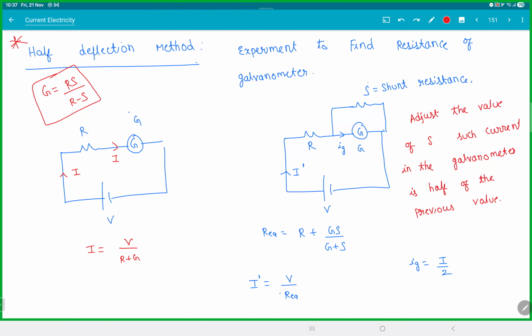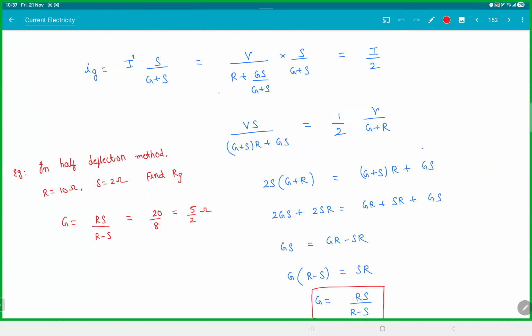Now what is the circuit question? S and G are in parallel. Find the R equivalent, then divide by the current, and it is given Ig is I by 2. So substitute and solve, and you end up with this result. The resistance of the galvanometer is the external resistance R into shunt resistance S by R minus S. Clear with this?